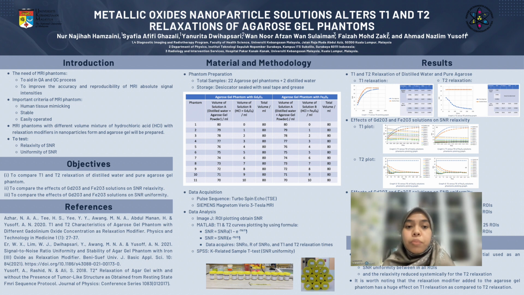For phantom preparation, we prepared a total of 22 Agarose gel phantoms and 2 distilled water phantoms for the study. Then we stored them inside a desiccator sealed with seal tape and grease. This table summarizes the desired proportion of HCl and relaxation modifiers for all phantoms.